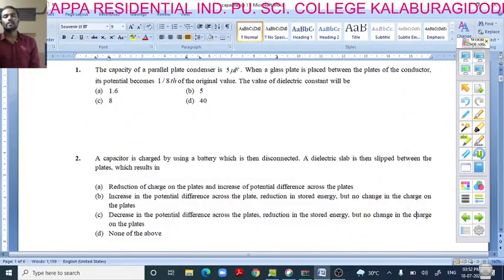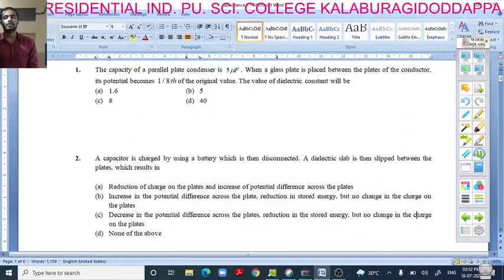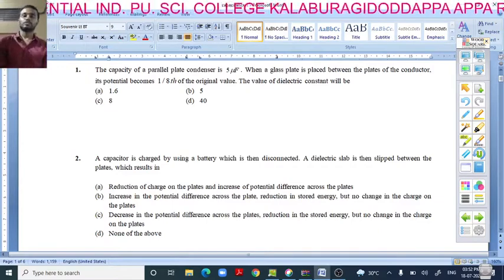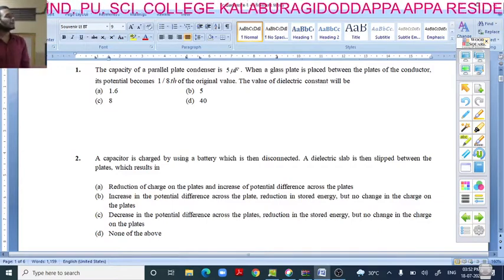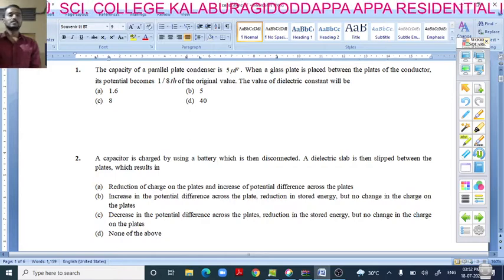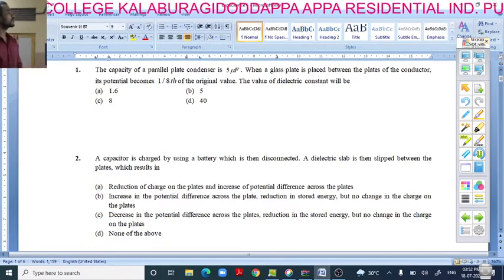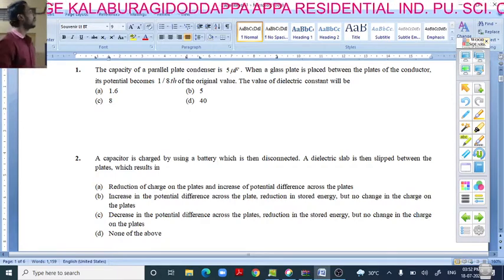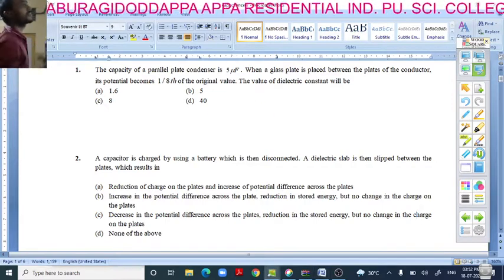Hello students, welcome back to the class, and today we are going to discuss the questions on capacitor. Already we have done the synopsis things on capacitor. Now we are going to do some questions on this. Let us see, here we have the questions.